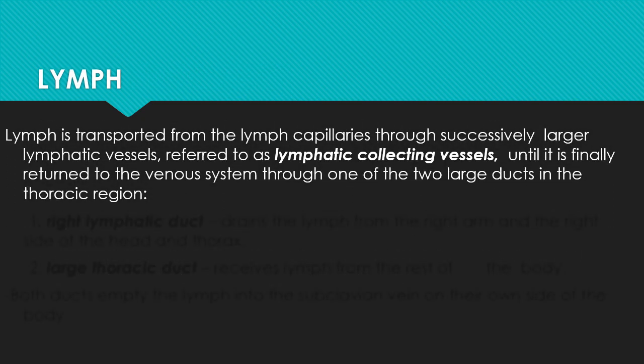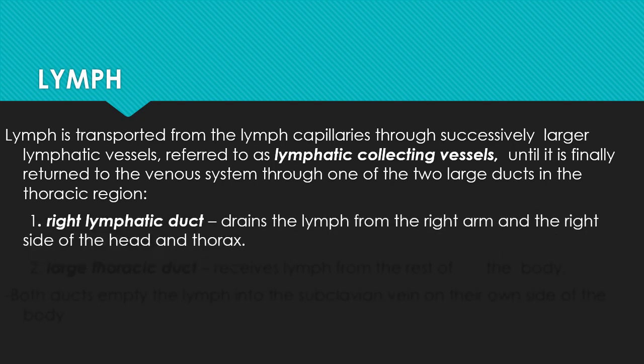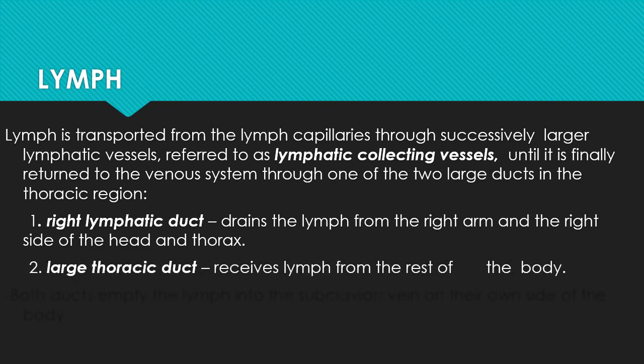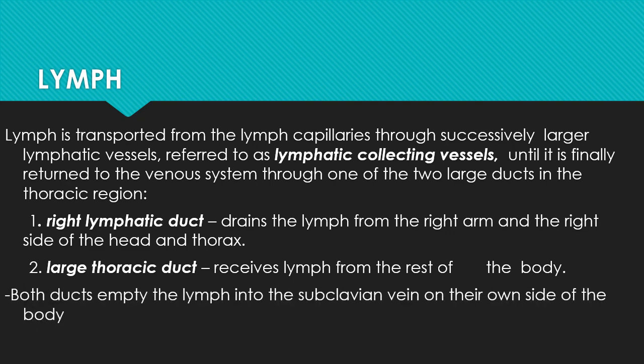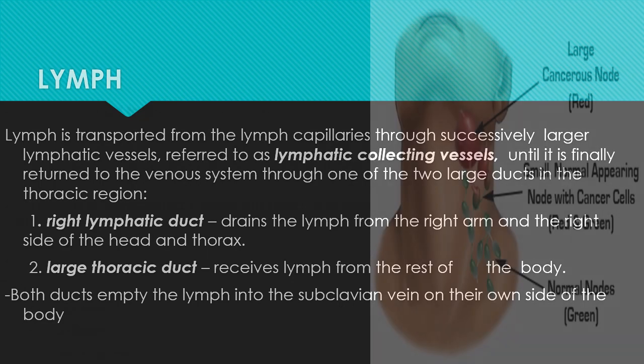The lymph is transported from the lymph capillaries through successively larger lymphatic vessels, referred to as lymphatic collecting vessels, until it is finally returned to the venous system through one of the two large ducts in the thoracic region. First is the right lymphatic duct, which drains the lymph from the right arm and the right side of the head and thorax. Next is the large thoracic duct, which receives lymph from the rest of the body. Both ducts empty the lymph into the subclavian vein near your shoulder on their own side of the body.